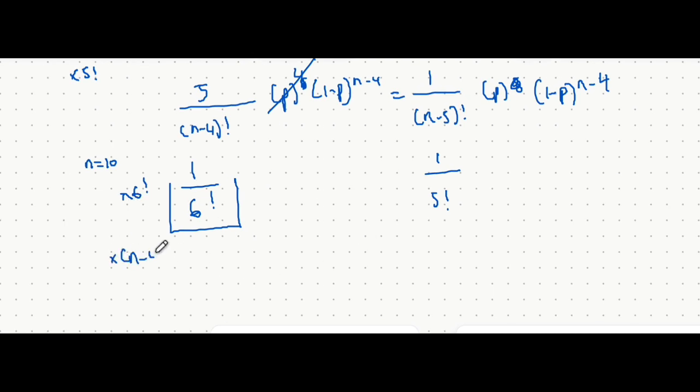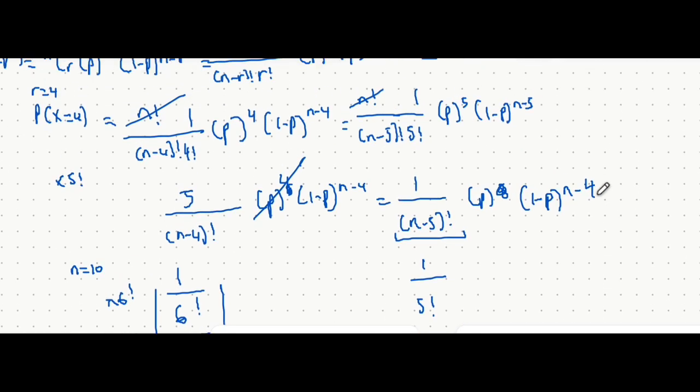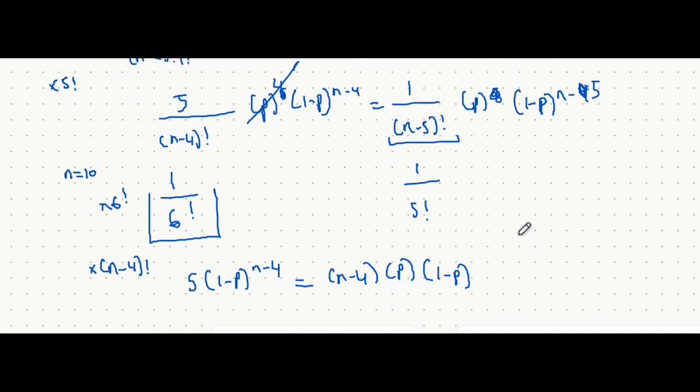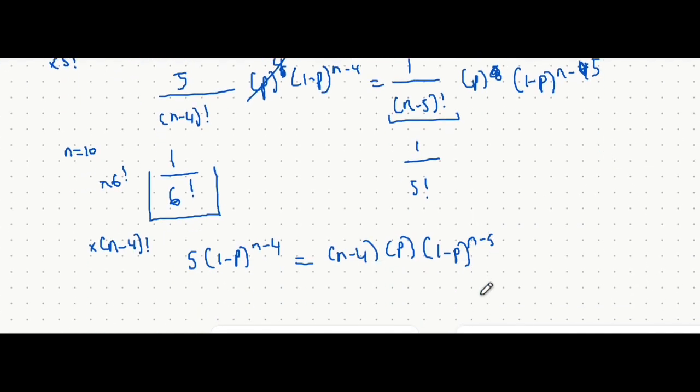But what we're going to do is multiply n minus 4 factorial to both sides of the equation. Like I mentioned, it cancels out with the n minus 4 factorial that's already here, leaving you with 5 lots of 1 minus p to the power of n minus 4. But on the right hand side, n minus 4 factorial over n minus 5 factorial. Well, n minus 4 factorial is n minus 4 times n minus 5 times n minus 6. So it cancels out with all the n minus 5 factorial terms, leaving you with just n minus 4 on the numerator. Multiplied by p, multiplied by 1 minus p to the power of, and I made that mistake again. Should be n minus 5 here. Sorry, it's a lot of n's and p's.